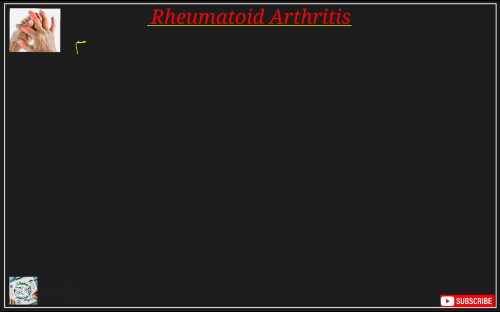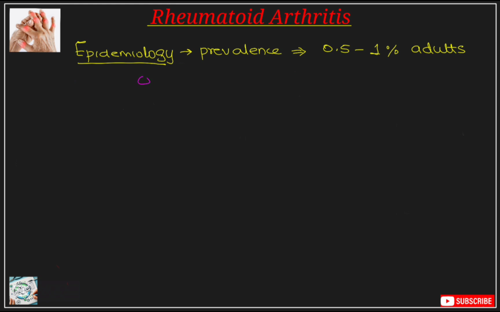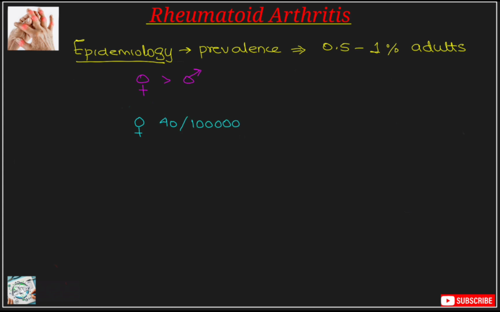Now let's talk about the epidemiology of rheumatoid arthritis. RA is a global disease with variable geographic prevalence, affecting approximately 0.5 to 1% of adults. It is 3 times more common in women before menopause than in men, highlighting a possible hormonal influence. While RA can occur at any age, its incidence is higher in women, with an annual rate of about 40 per 1 lakh compared to 20 per 1 lakh in men. Understanding these patterns helps in recognizing at-risk populations and guides early diagnosis and management.